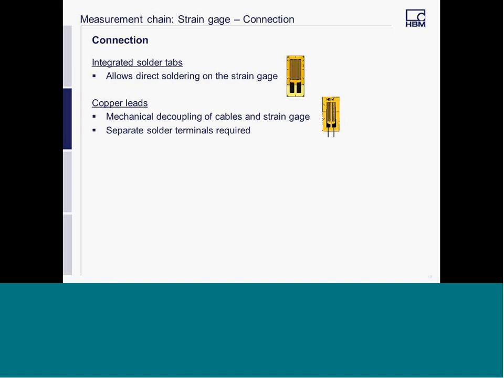That means you apply additional solder terminals somewhere here, and then you glue that to the solder terminal, and then the cable on that solder terminal. The benefit is that you have a mechanical decoupling between the cable and the strain gauge. It's important when you work on higher strain levels.